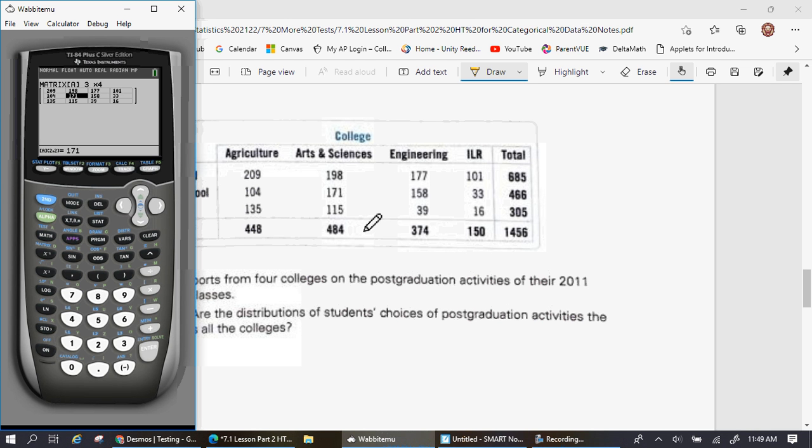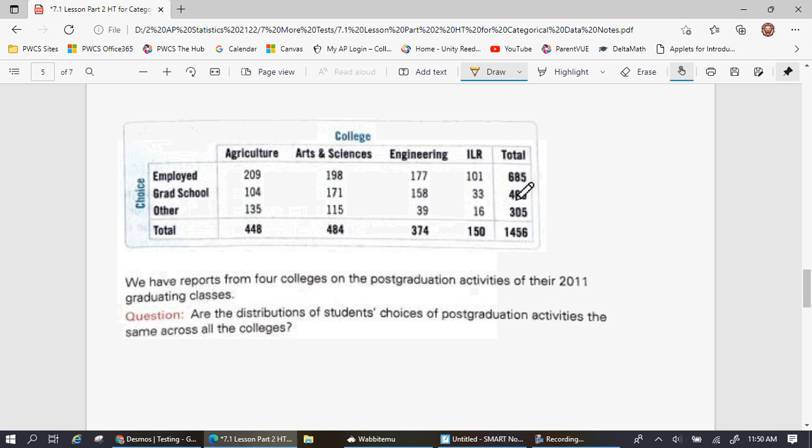We have counted data. This is counts of students. And so the last thing we need to do is meet that expected cell assumption or condition. Basically, we have a distribution here of the total number of people who will get a job, the total number who will go to grad school, and the total who will do something else. So we have a distribution of the entire group of people before we break them out into these categories of which college they go to.